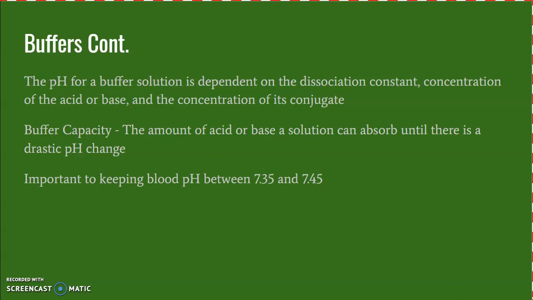So this is really important in our blood, because we need to keep our blood in this very small range, 7.35 to 7.45. Going below or above that in our blood is very toxic to our body. So there are two different buffer systems in our blood that allow that to happen.